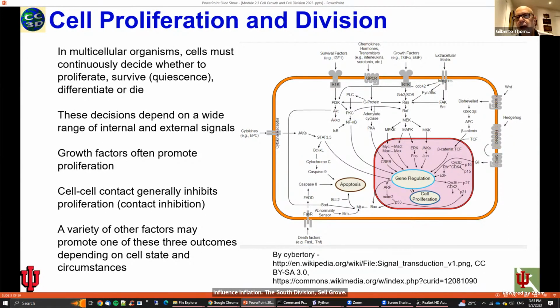For example, if the cell has growth factors available in the medium where they are, these growth factors can promote cell proliferation. On the other hand, if you have too many cells in contact with each other, this contact between them can inhibit the proliferation. So there is a great variety of factors that promote or inhibit one or more of these behaviors in the cell life.